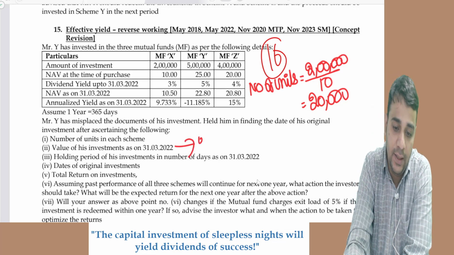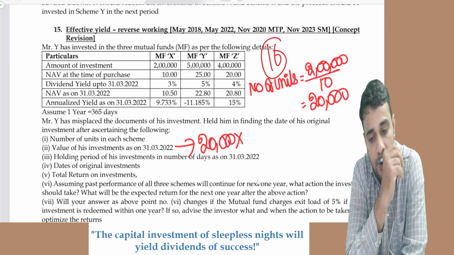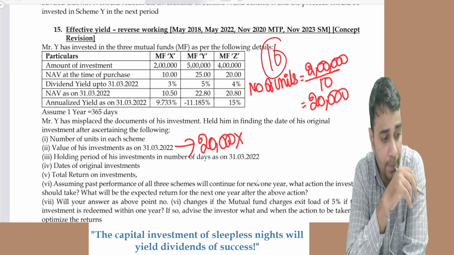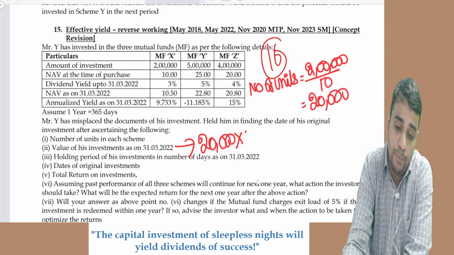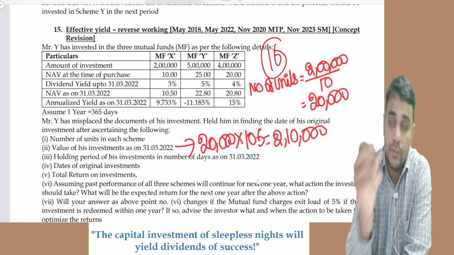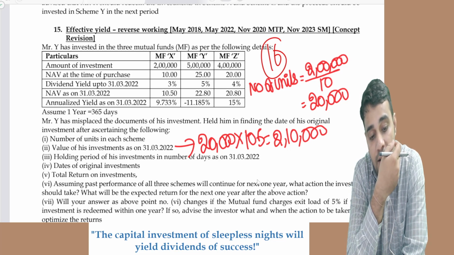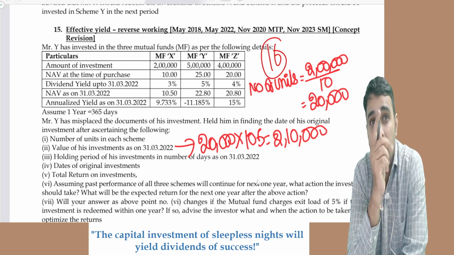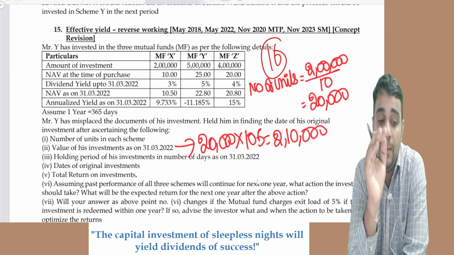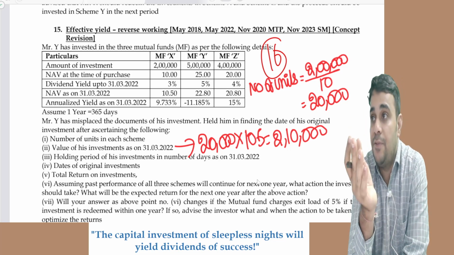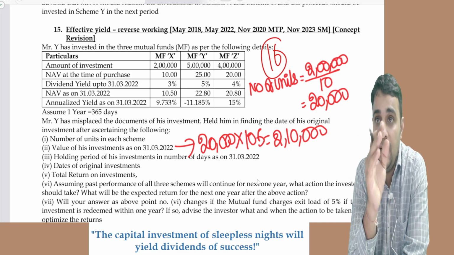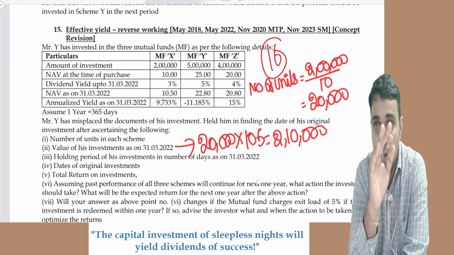Value as on 31/3, 20,000 into, I should multiply with what? Into 10.5. Now, holding period, I'm going to use that concept. I don't remember the concept number, but I said somewhere 9.733 is equal to 365 days. Question mark is equal to how many days? Some logic we were doing, so that we are going to do here.